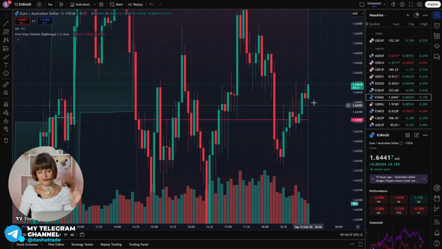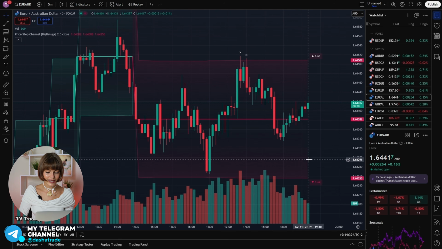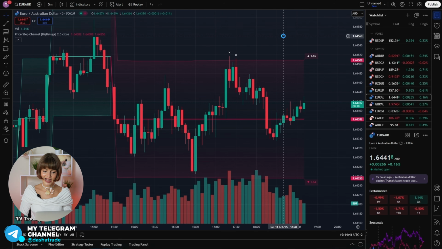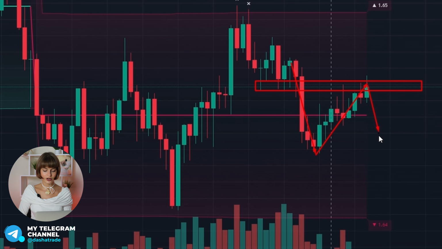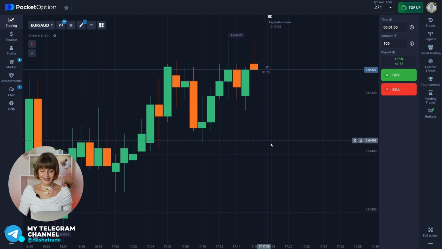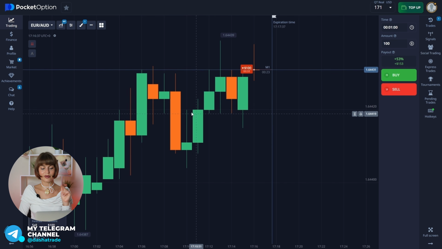So I'm switching to the 5-minute time frame. On the 5-minute time frame, the only thing I can note is that we have a retest of the level. I see that we had this certain support level here. This level was broken through, and the price returned to it, and I expect a rollback movement. I opened the desired currency pair, and now I'm opening a 1-minute downward trade.